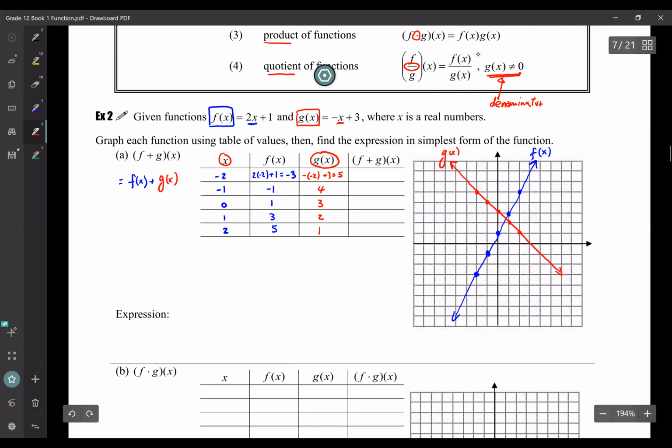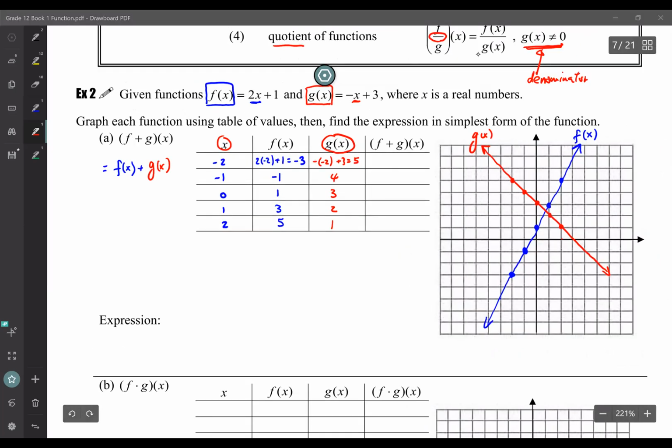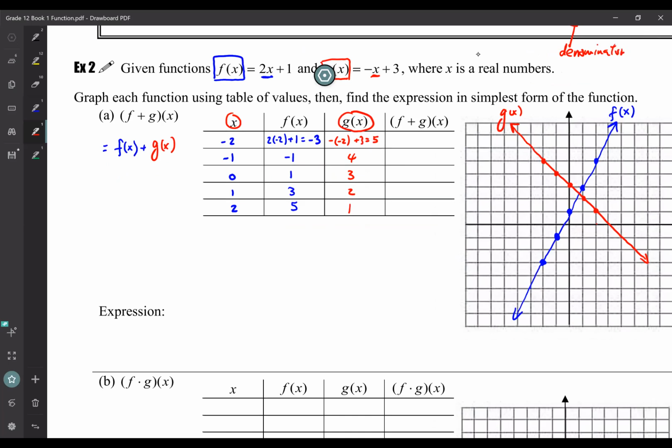Okay, so now the last part is to do the combination. Here we are trying to get f plus g of x. So that means you add up the y values, because f plus g of x means f of x added with g of x, and we got a 2 column. This is the blue one and the red one. So we add the blue and the red together. For example, the first one, for f plus g of x, the result, I'm going to use green. So you add the 2 y values, you get 2. -3 plus 5. And I'll let you add them up, okay? I'll ask for your answers.